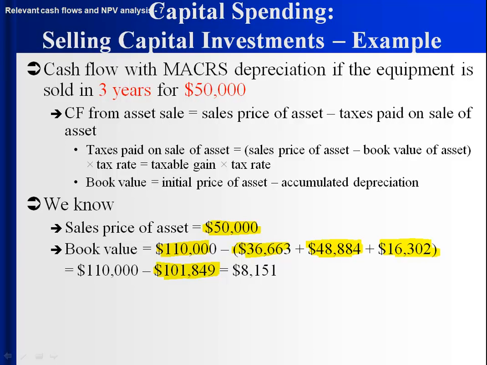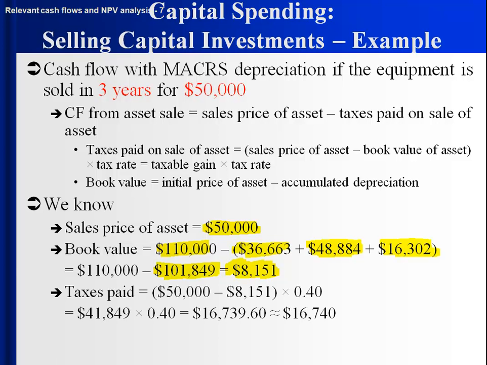So if we bought it for 110 and depreciated 101,849 by the time of the sale in 3 years, the equipment's only going to be worth $8,151 on a book basis. So taxes paid: if we sell it for 50 and it's only worth $8,151, we made a gain of $41,849. 40% of that, which goes to the government, is roughly $16,740.